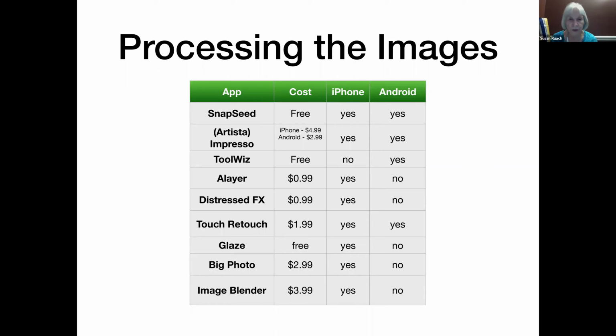Big Photo is the one that we had the question about. It can enlarge or downsize. It can custom size. It can change the resolution. You can check size with it. I find it a little bit awkward to use, but it will change the resolution if you want to. And Image Blender mixes and combines images. It has masks and blend modes. And here again, this is another one of my favorites.